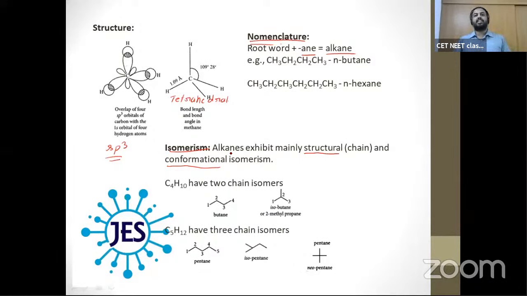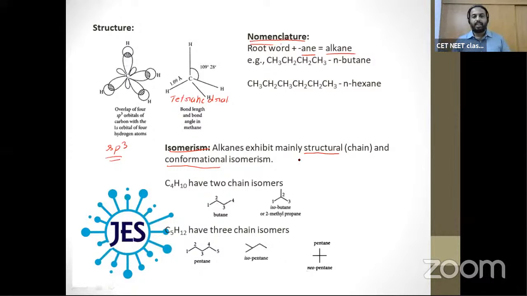Chain isomerism is a type of structural isomerism where compounds will have the same molecular formula, but they will differ in the arrangement of carbon atoms. Okay, they will differ in the carbon arrangement in that framework of carbon atoms.